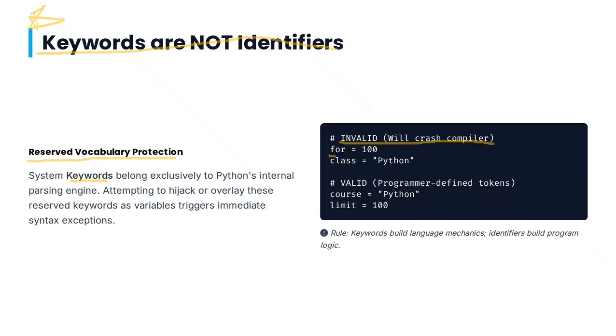For equal to 100, class equal to Python. These, for and class, are reserved keywords and we cannot use them as identifier names, because when we use them as identifier names, we are trying to override the reserved keywords, which is illegal. Now, a valid program: if we write course equal to Python, limit equal to 100, these are not reserved keywords and can be used as identifiers.